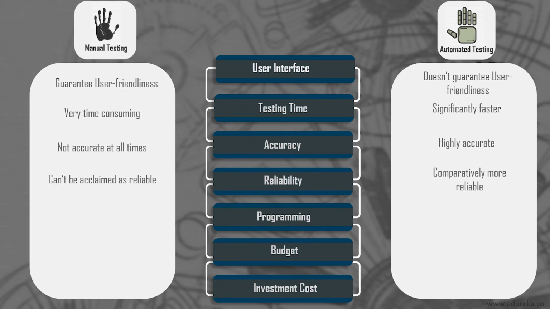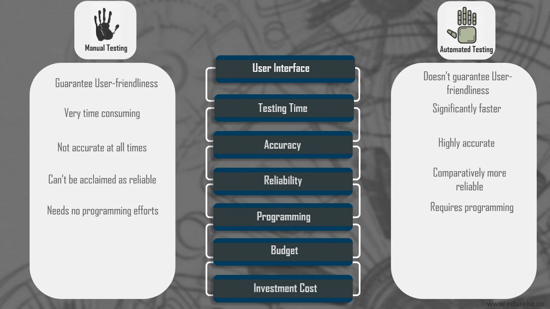And then comes the reliability. Manual testing is completely dependent on humans, like I've been saying since we started the topic. Hence, it cannot be claimed as highly reliable. But automation testing is comparatively more reliable as tools execute the results of test cases which are formulated by testers. Well, again, humans are involved, but then humans are using tools to perform the test, so the reliability is literally high in the case of automation.